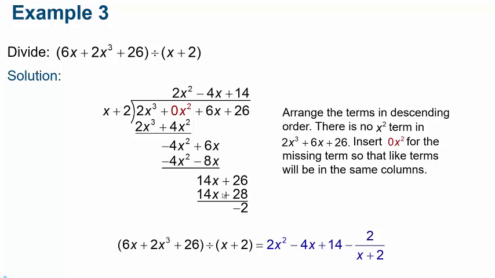And then I'm going to subtract. So 14x minus 14x goes away. 26 minus 28 gets me minus 2. And now there's nothing you can multiply the x by to get minus 2. So that is your remainder. Your solution when you do this division is 2x squared minus 4x plus 14, and then you have a remainder that you write over the divisor. So this is written as minus 2 divided by x plus 2. And that's your answer, how you approach this.